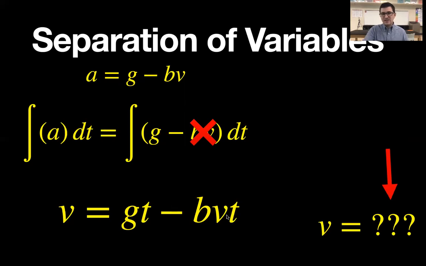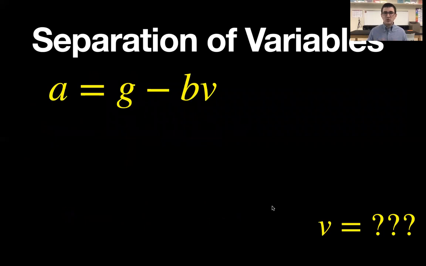So this bvt works if v is a constant, but v is not a constant. It is a function that changes with respect to time. So we can't just throw the v in there. So this is not actually a correct function for the velocity with respect to time. So we're back to the drawing board. What are we going to do?